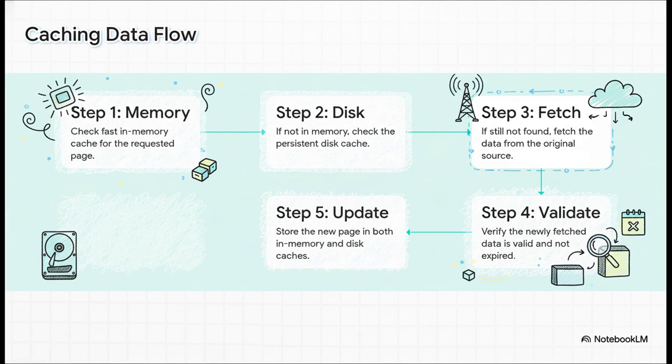So here's how every data request works, and the order here is absolutely critical for performance. First, the engine checks that lightning-fast in-memory cache. If the data's not there, it checks the disk cache. And only as a last resort does it go out to the network to fetch brand new data. This cache-first strategy makes sure we only do the slowest work when we absolutely have to.